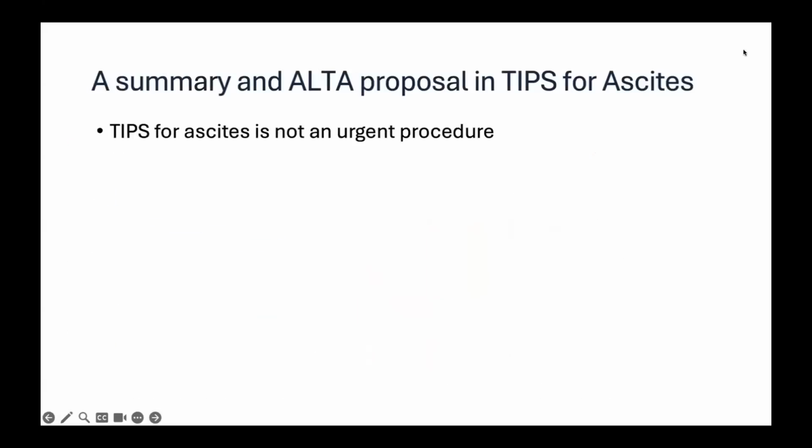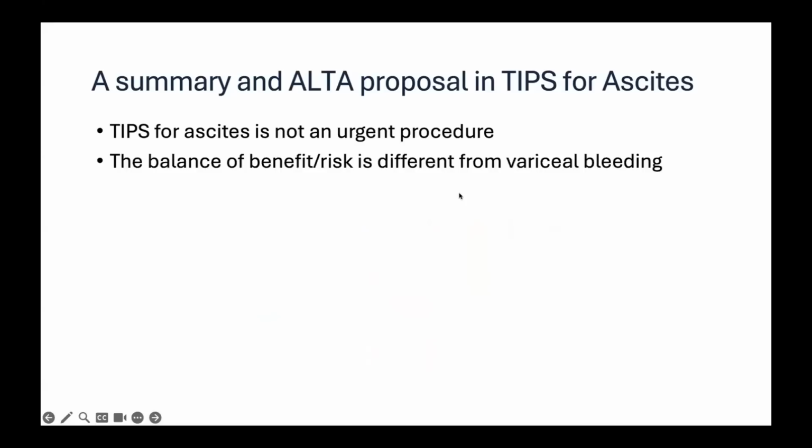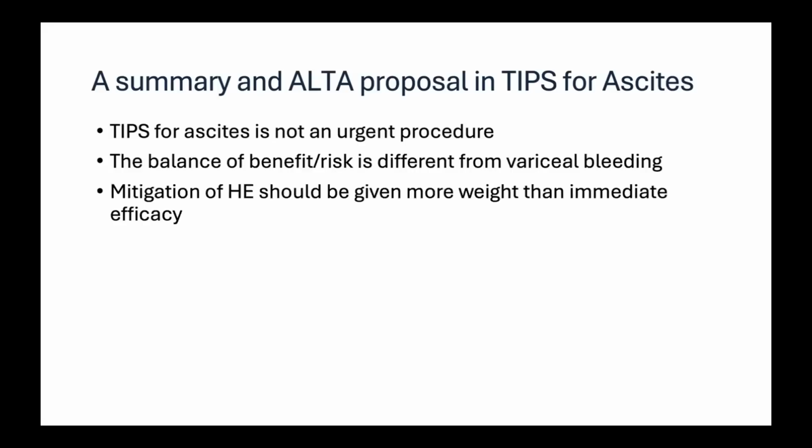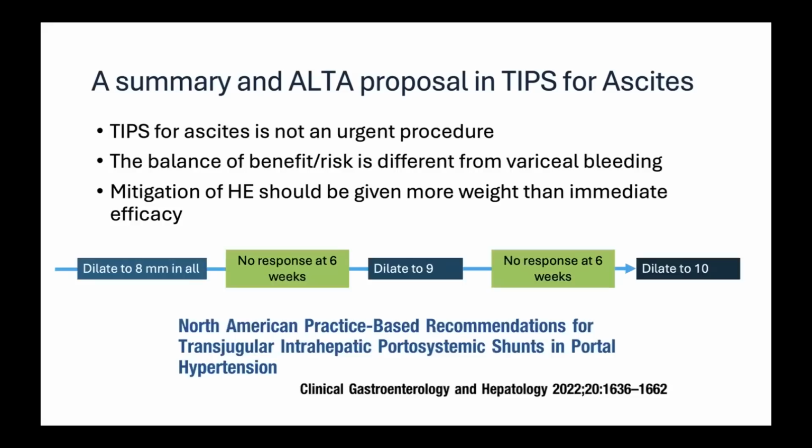So all this background led to this proposal in the ALTA TIPS North American guidelines for TIPS, in which we clearly state that TIPS for ascites is not an urgent procedure. The balance of benefit and risk is different from the balance of benefit and risk in acute variceal bleeding. Mitigation of hepatic encephalopathy should be given more weight than the immediate efficacy. And this was the proposal.